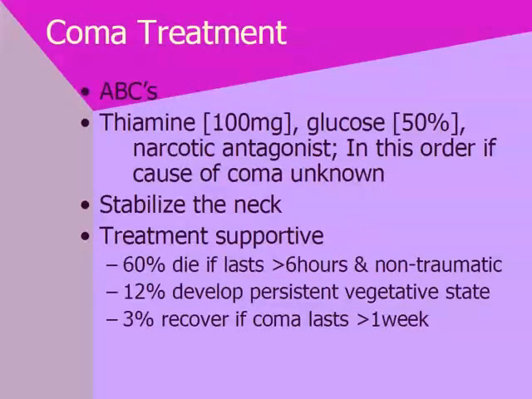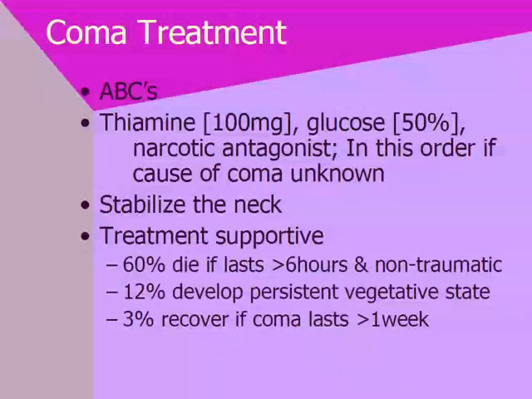Coma treatment, you have to follow your ABCs. Then, as I said, you have to give thiamine first, as the coma can be made worse by giving glucose first. So if you find somebody on the street, unresponsive, and you smell alcohol, you give thiamine first, 100 milligrams. Then, if that doesn't work, you do the 50% dextrose, and if that doesn't work, you then do the narcotic antagonist. That's if the cause of the coma is unknown.